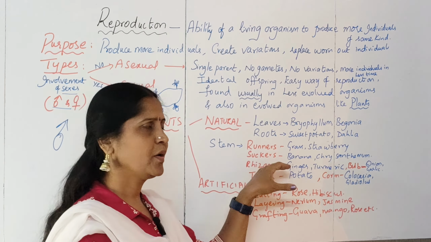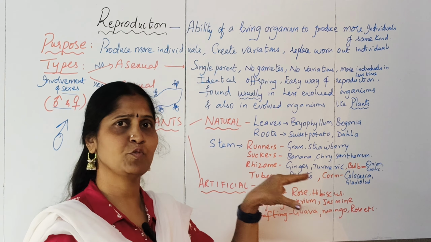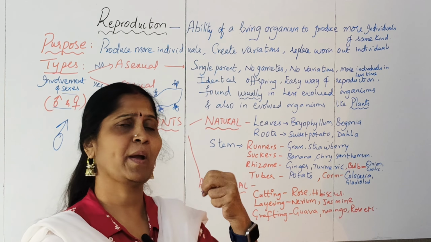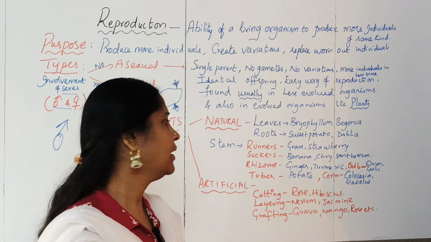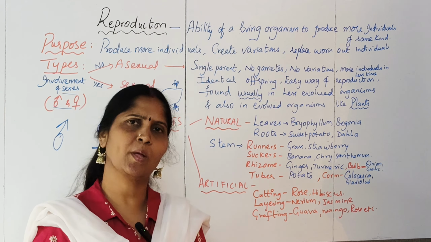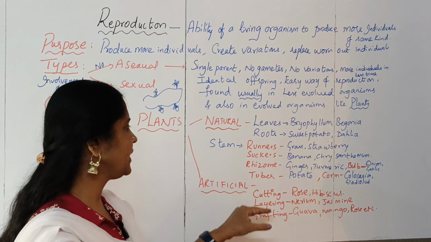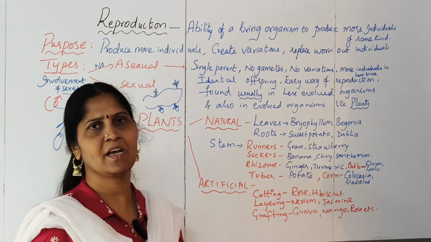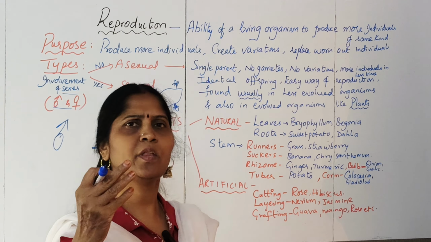So like this we have some representative examples which are propagated through the respective parts naturally. Artificially also we can propagate through the plant parts, and the artificial methods include cutting, layering and grafting, the three methods. So what do you think is cutting?